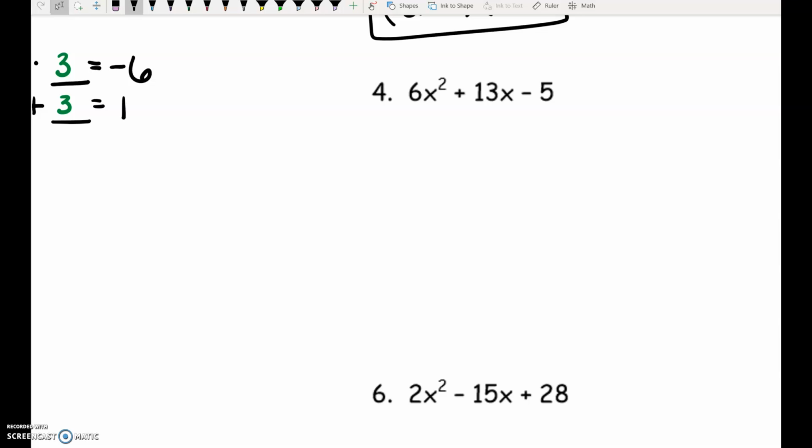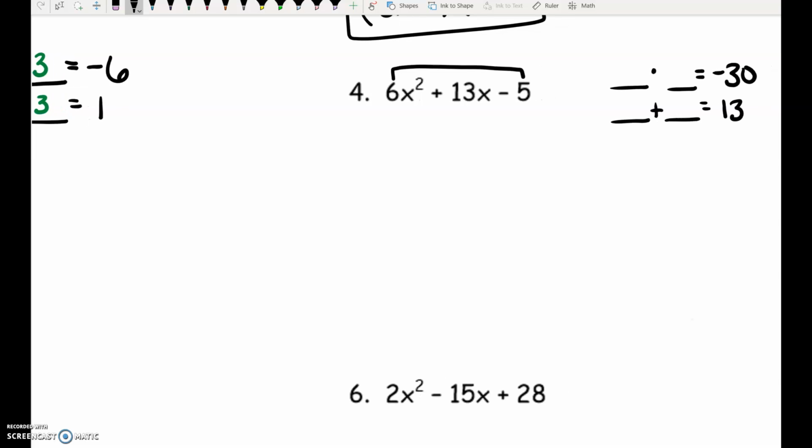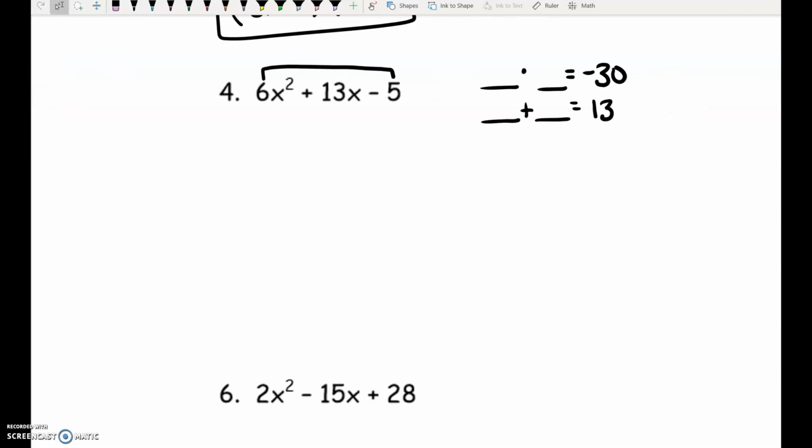So number 4, we start both methods the same. You have to multiply your A value with your C value. What is 6 times negative 5? Negative 30. So we need to multiply to get negative 30, and we need to add to get positive 13. So our first step is figuring out that puzzle. And this one is not obvious to me. This is getting to be bigger numbers, so it's not super obvious to me.